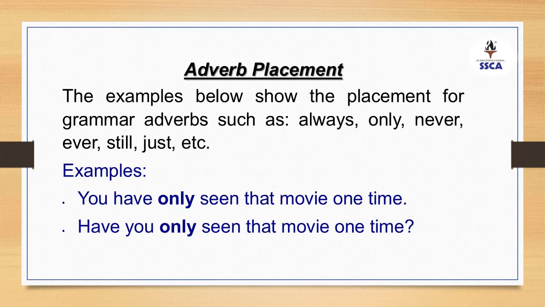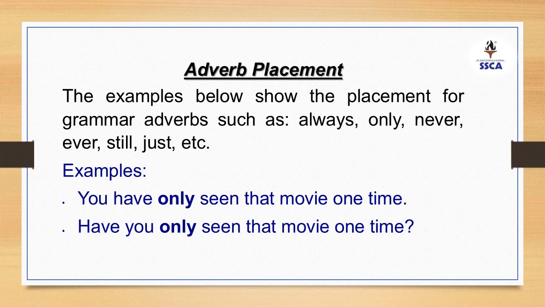Adverb placement. Now, sometimes we use adverbs in present perfect sentences. The examples below show the placement of grammar adverbs such as always, only, never, ever, still, just, etc. These adverbs can be used anytime in present perfect, but where to place them? See example number 1. You have only seen that movie 1 time. And in example number 2, have you only seen that movie 1 time? Now, in both the examples, we placed only before the verb's third form. Now, these examples will make you understand where we put an adverb in a sentence.